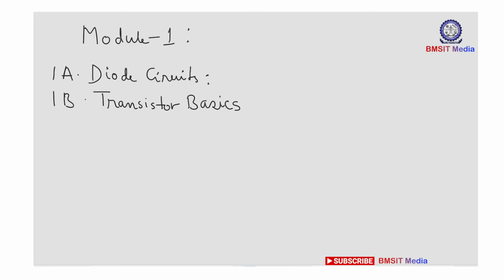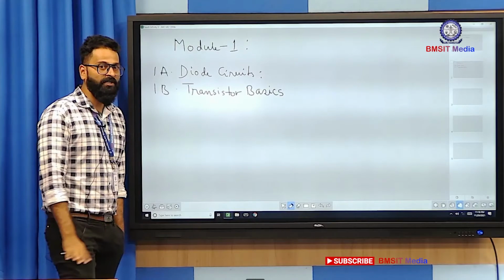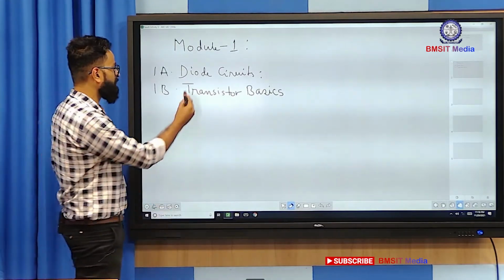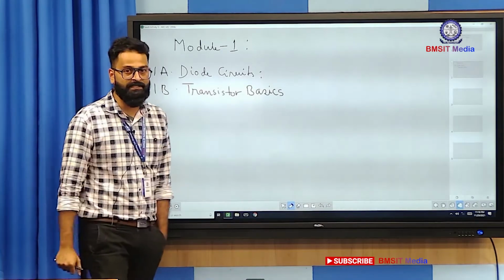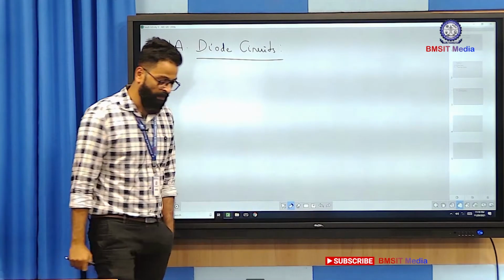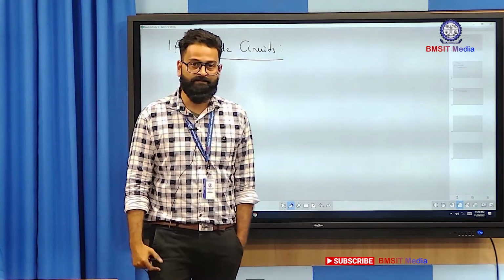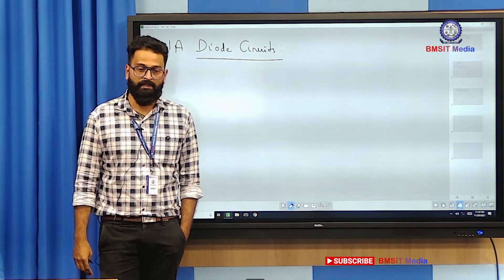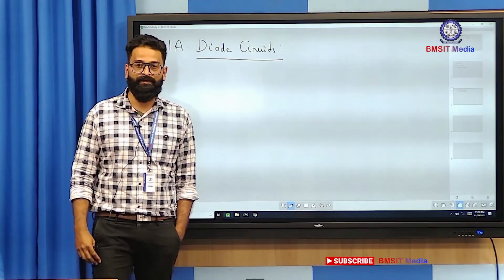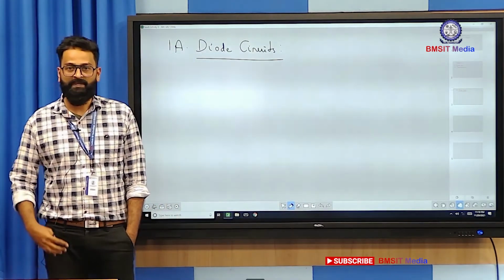In today's session, let me consider the first module. Module 1 consists of 2 parts: the first part being diode circuits and the second part being transistor basics. So first let us look at module 1A, diode circuits. First of all, what we have to understand is that this is an analog electronic circuits course. So in this particular course, we deal with continuous signals.